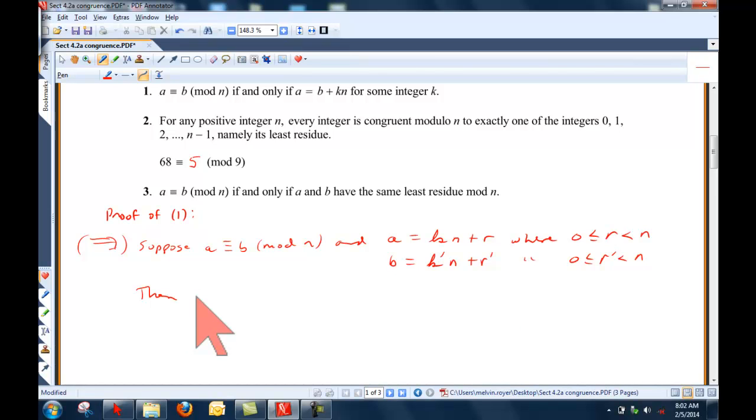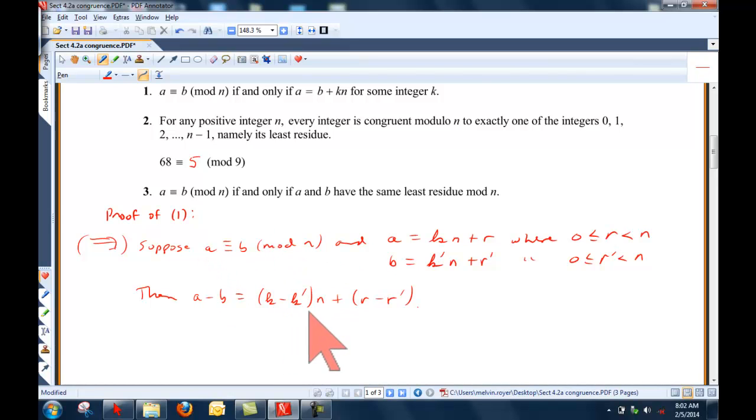So let's look at the difference between the two. So A minus B, and you see that when I take the difference here, I'm going to have two terms depending on n. Let's factor that out and get (k minus k prime) times n plus (r minus r prime). Now, here's an equation. Is A minus B divisible by n? Yes, that's the very definition of what congruence mod n means.